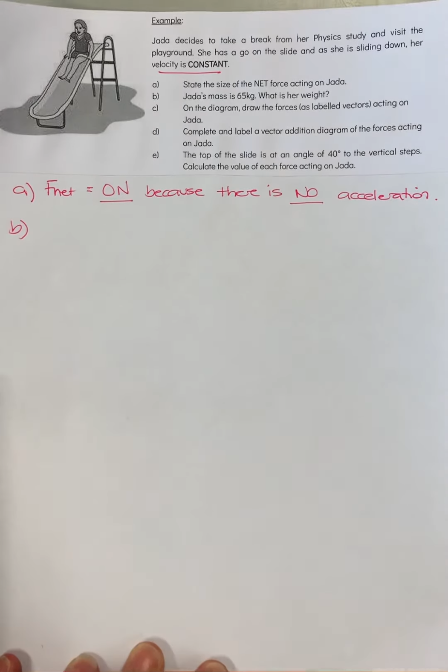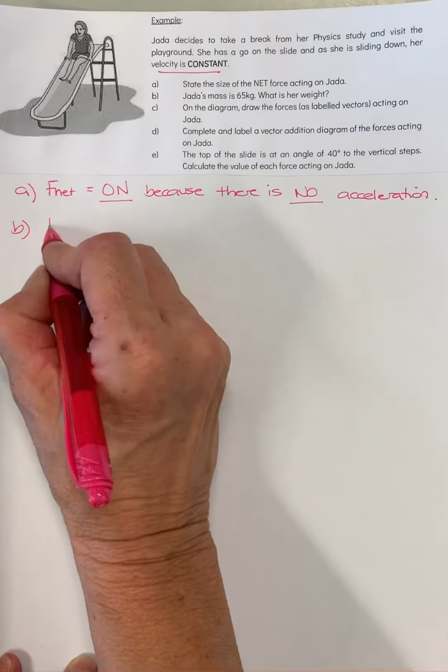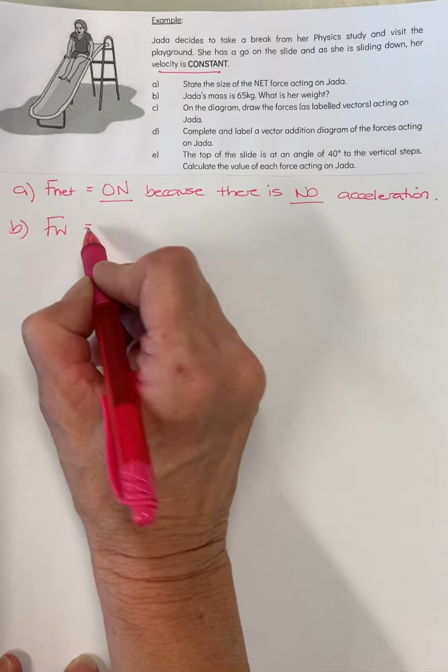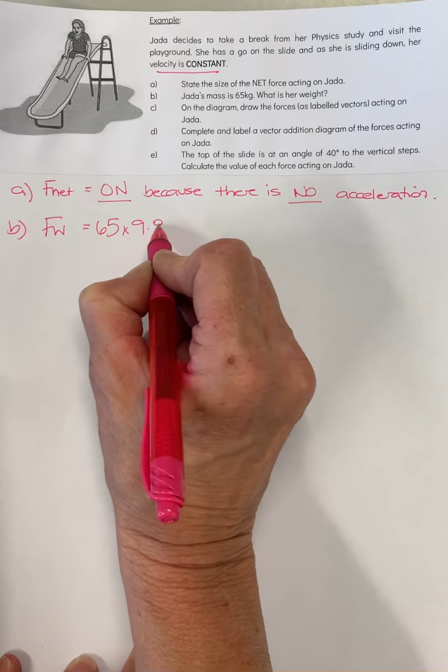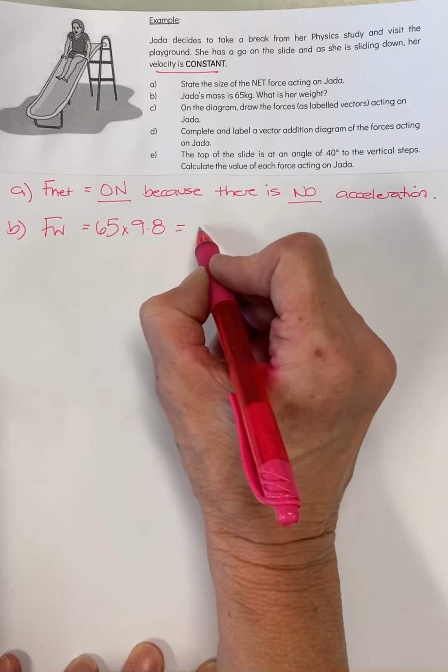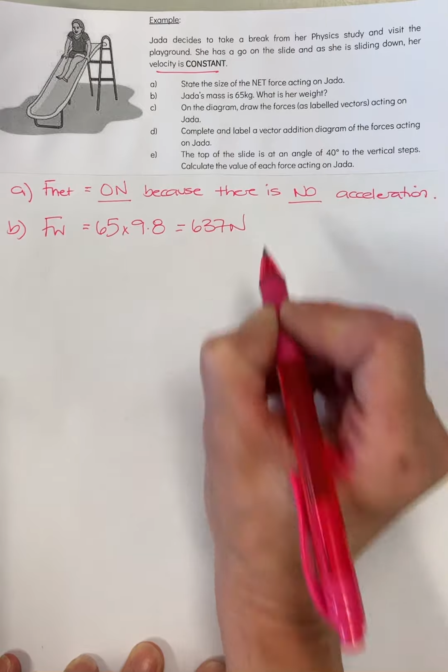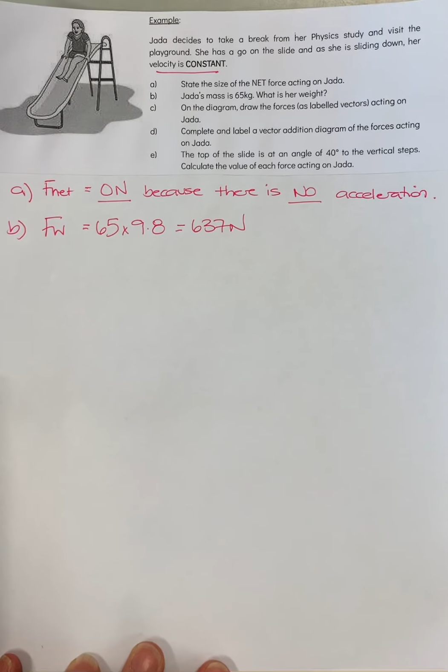B, nice easy level 1 question. Jada's mass is 65 kilograms. What is her weight? Remembering that weight is a force, so weight force is 65 times 9.8, which is equal to 637 newtons. So that is Jada's weight force.